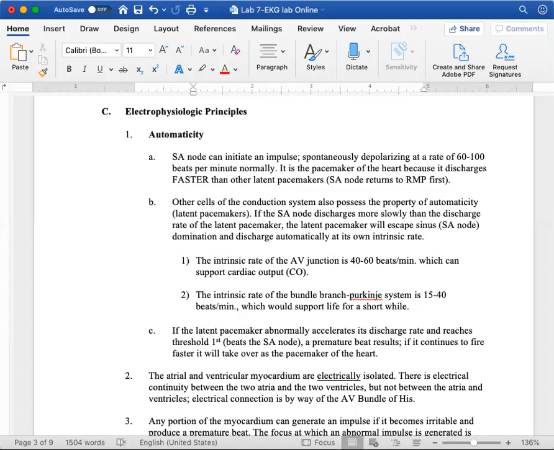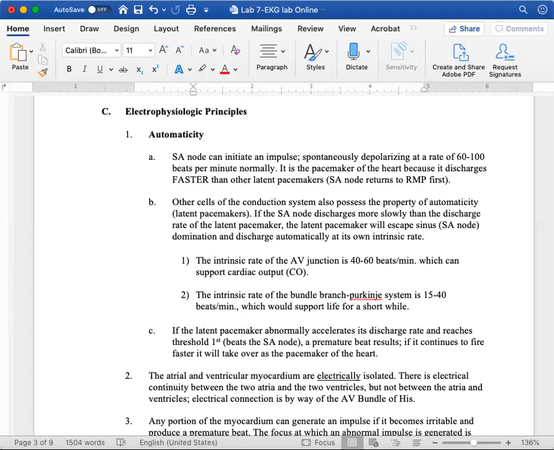If the SA node is damaged, or if it discharges more slowly, the AV node will actually take over. So the AV node depolarizes at a rate of about 40 to 60 action potentials per minute, which can sustain cardiac output. If the AV node and the SA node are damaged, the bundle of His or the bundle branches or Purkinje fibers can take over. Their action potential rate is about 20 to 40 action potentials per minute, which can sustain life for a little bit.